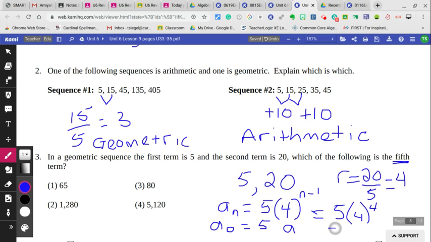And then so we get up to the next, this one. So it's 1 less than the initial. And this is 1,280, which is choice 2.